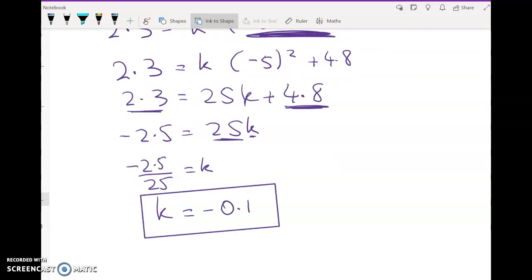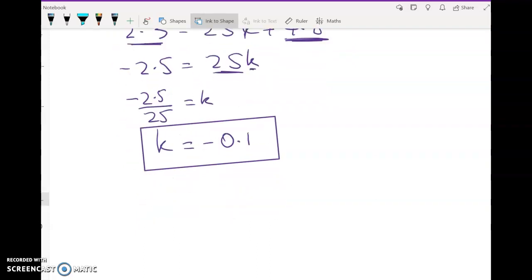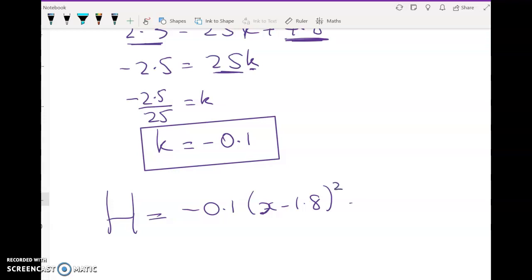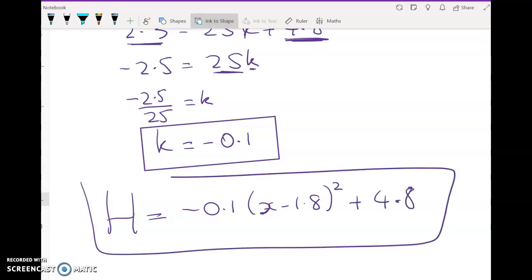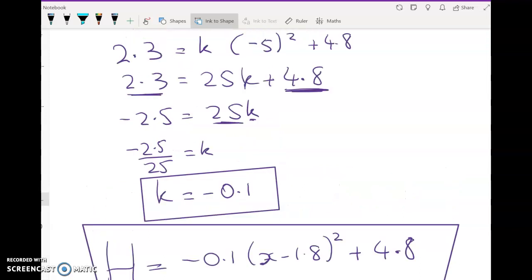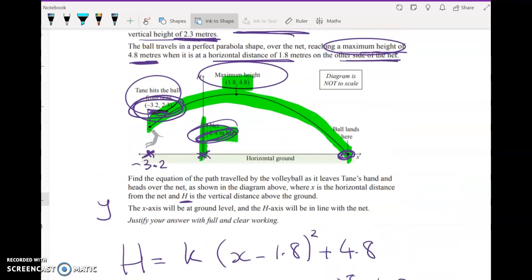And so don't leave it like that. Let's write the equation out nicely. That gives me the height of the volleyball is equal to negative 0.1 times x minus 1.8. Oops, done it again. x minus 1.8 squared plus 4.8. Okay, and that's my final answer for that question. Now let's just check that that's all we had to do. Yep, that is. We had to find the equation of the path.